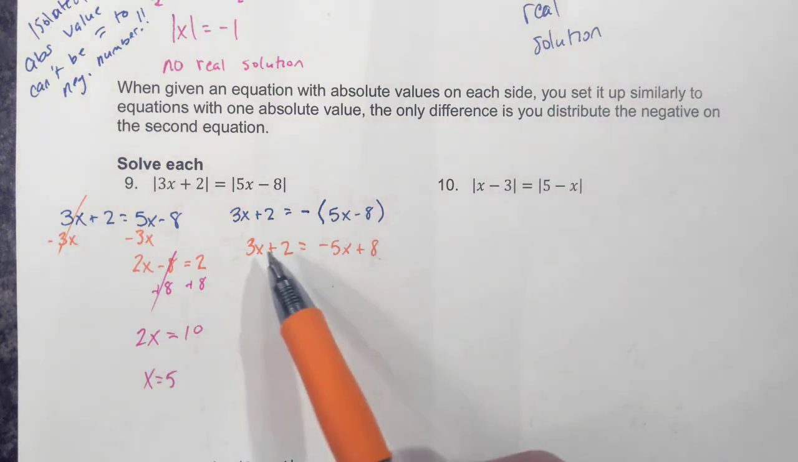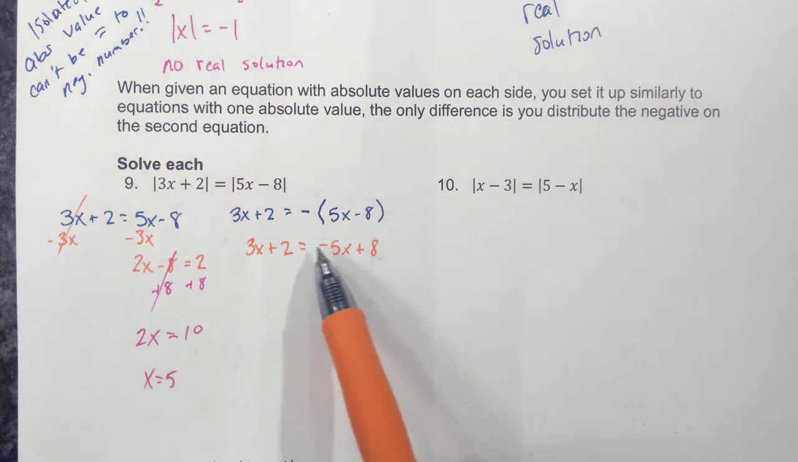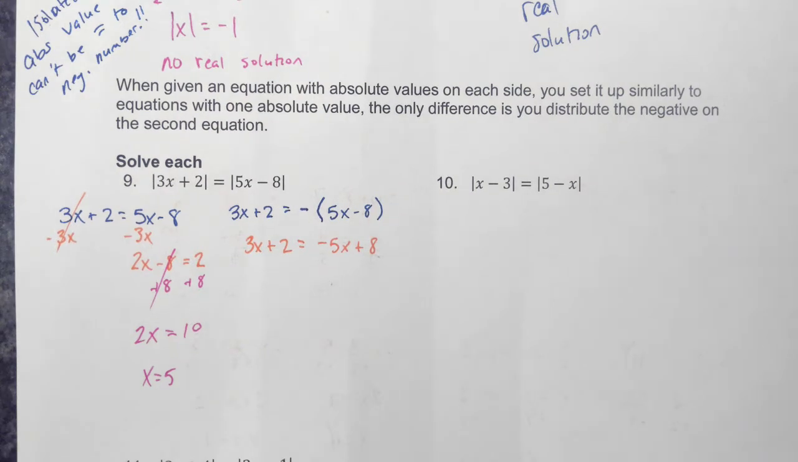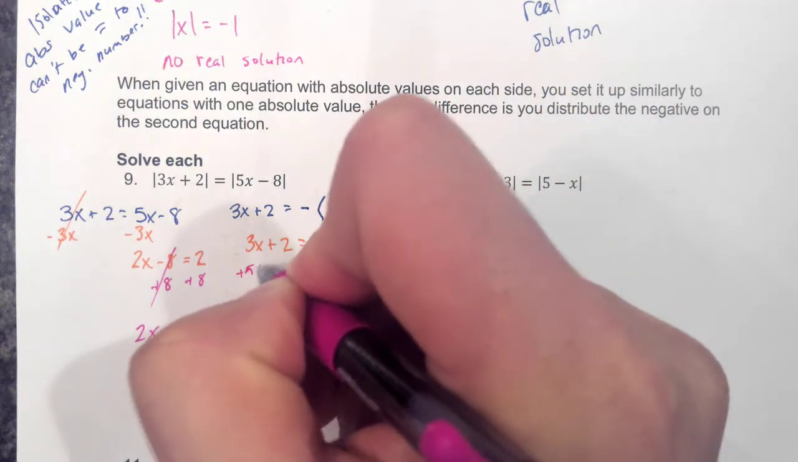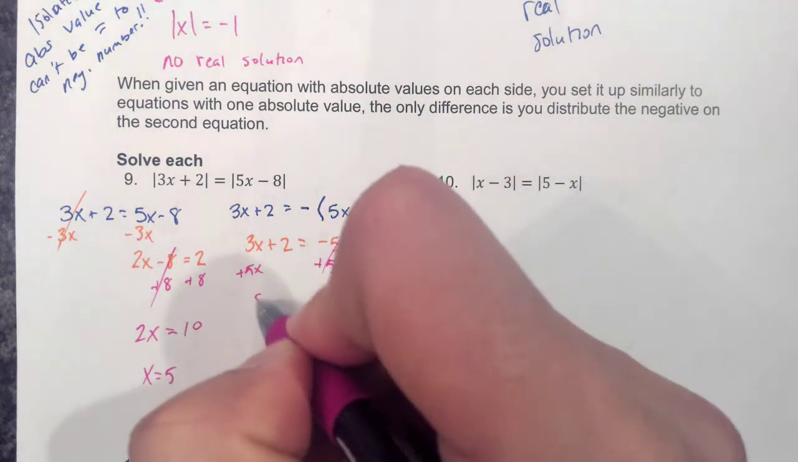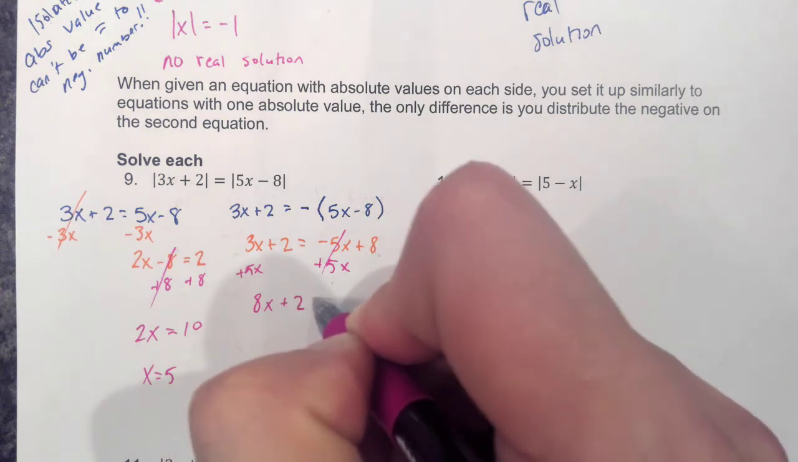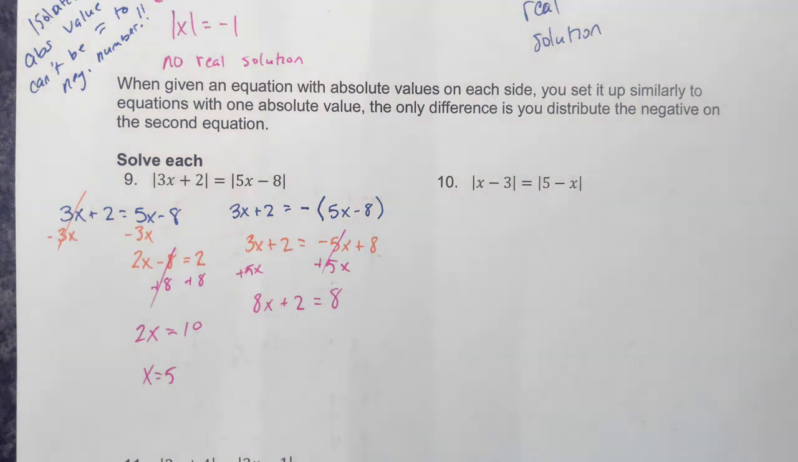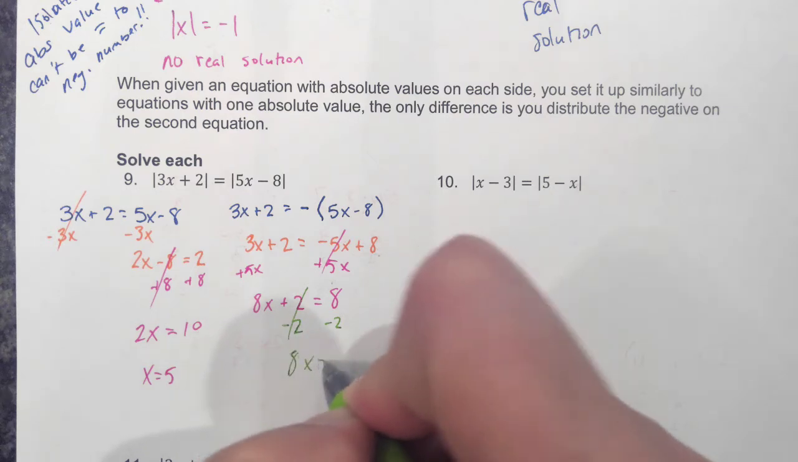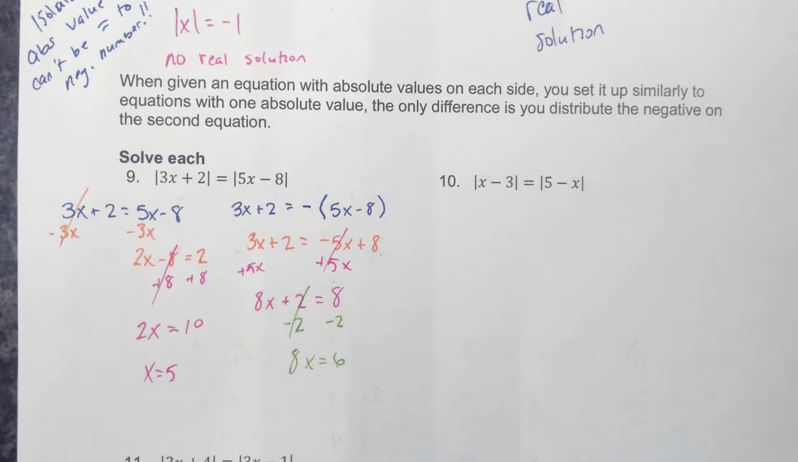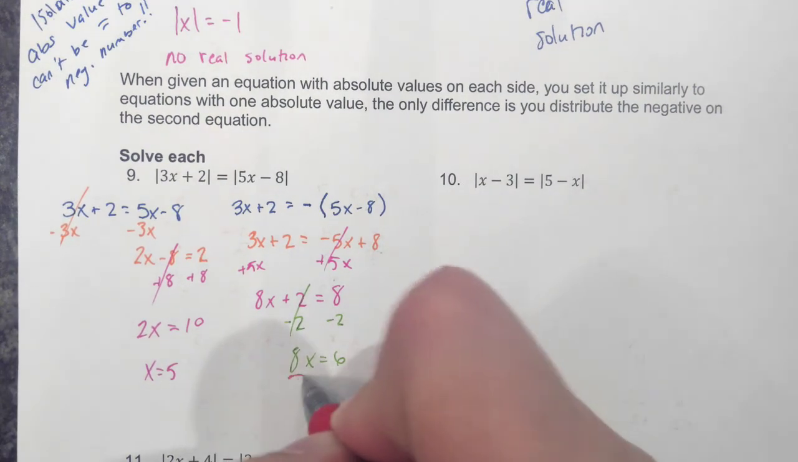Okay, now the same as before. Which one's smaller, 3x or negative 5x? Well, negative 5x is smaller, so we would add 5x to both sides of the equation. So I would have 8x plus 2 equals 8. And then we're almost there. Subtract 2. And 8x equals 6. Divide by 8 to both sides of the equation.